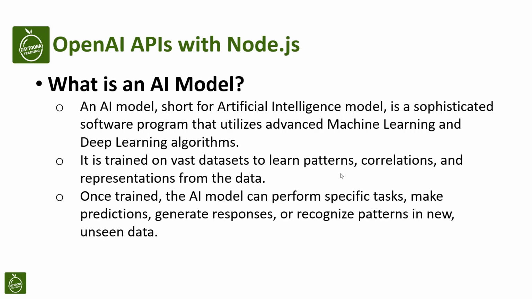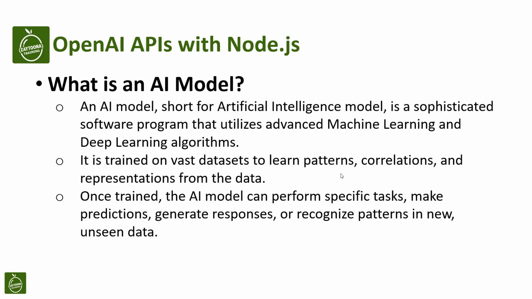An AI model, which is short for artificial intelligence model, is a sophisticated software program that utilizes advanced machine learning and deep learning algorithms. Now, this model is trained on a vast data set to learn patterns, correlations, and representations from the data. Once trained, the AI model can perform specific tasks, make predictions, generate responses, or recognize patterns in new unseen data.